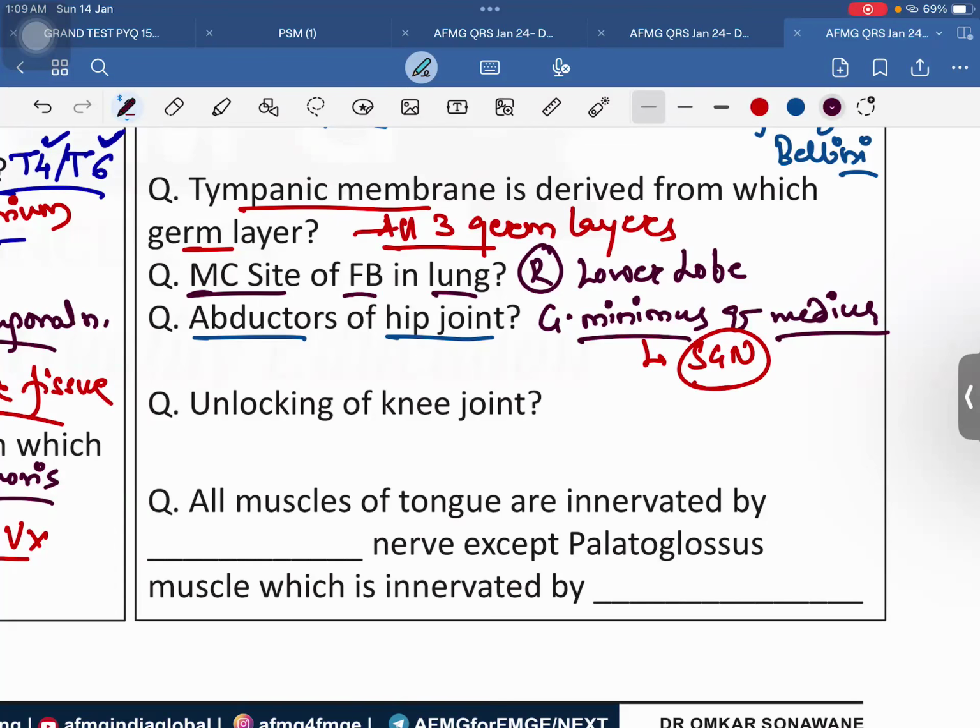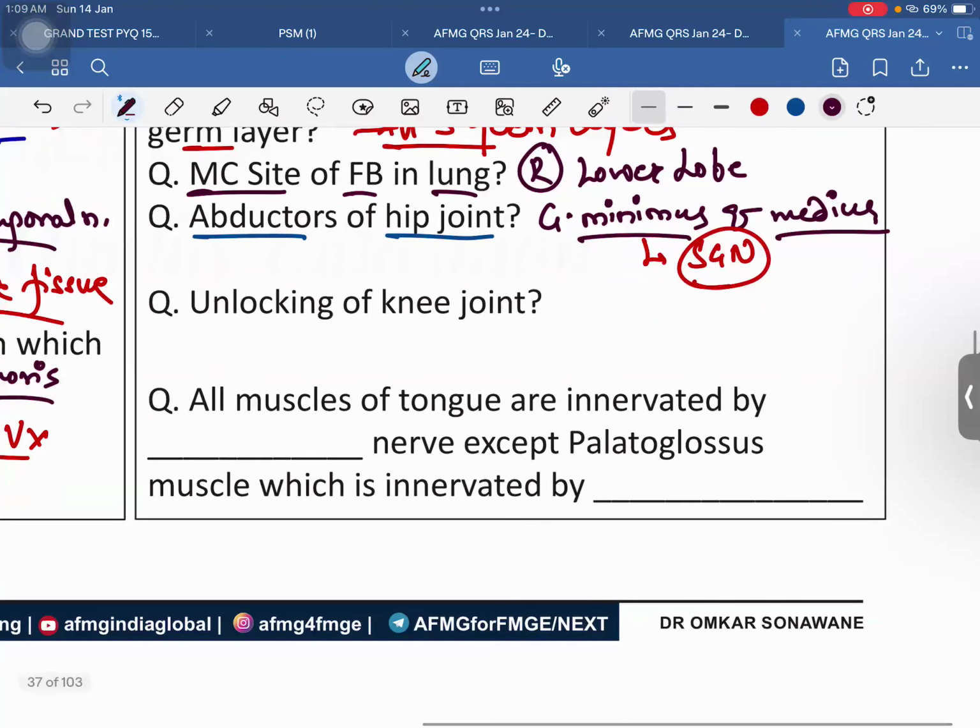Next is the unlocking of the knee joint. Unlocking of the knee joint is done by which muscle? So you can try, when you do flexion of the knee joint, beta, there is unlocking of the knee. When you do flexion of the leg, there is unlocking of the knee joint. So at this time, definitely the muscle which is working is the popliteus muscle.